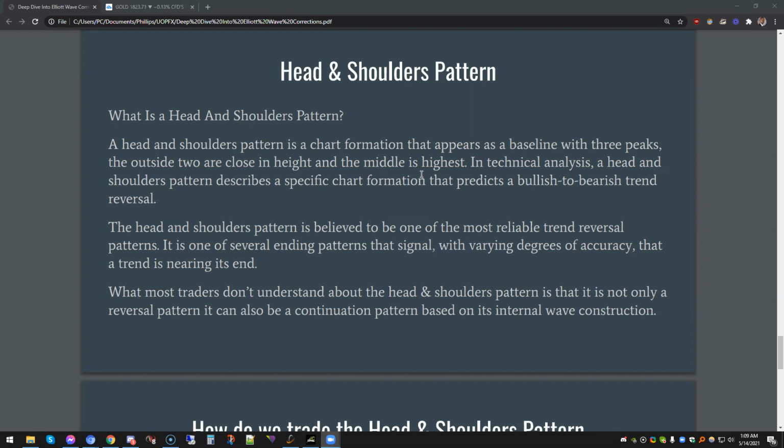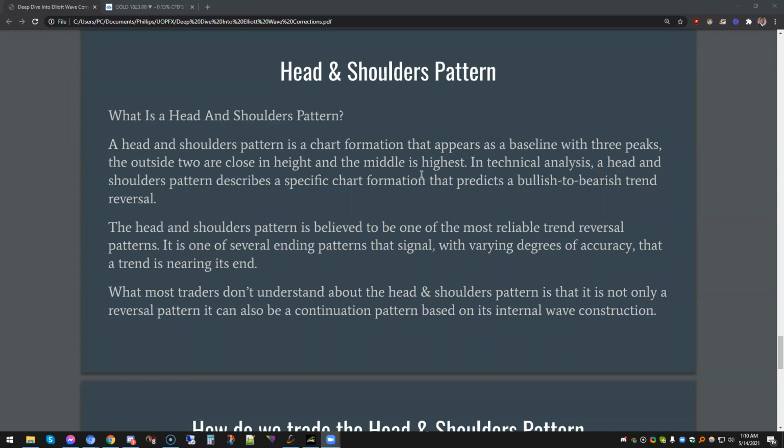Okay? Now, the head and shoulders pattern is believed to be one of the most reliable trend reversal patterns. It is one of several ending patterns that signal with varying degrees of accuracy. And when I say varying degrees of accuracy, I mean at times you may get a little move out of it, sometimes you get a big move out of it, and that's what we mean by varying degrees of accuracy. Okay? Now, it basically lets you know that a trend is nearing its end.